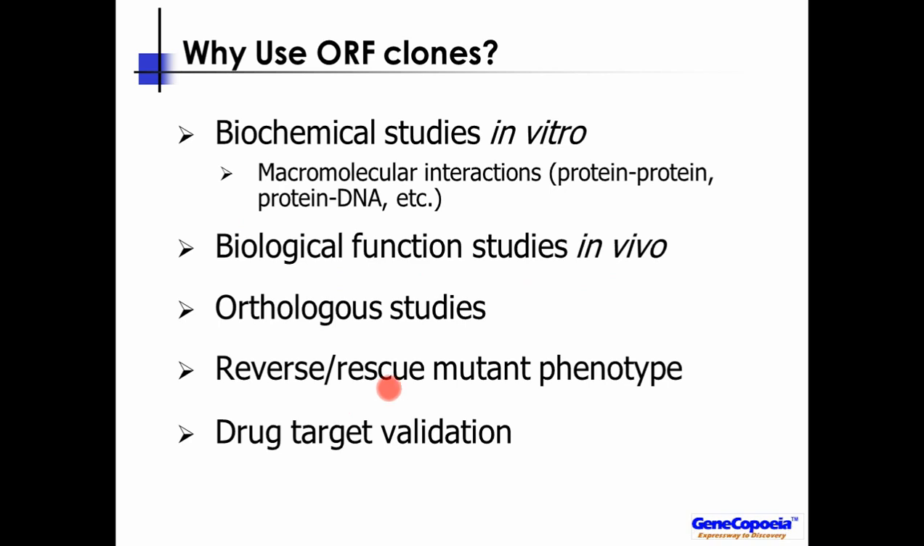Another big reason for using ORF clones is that it allows you to reverse or rescue a mutant phenotype. So you might have a point mutation in a particular gene of interest that causes a phenotype, and if you introduce back the wild type ORF into the system, you can see if it rescues the phenotype. And last but not least, and certainly there are many others, these ORF clones allow you to do drug target validations.